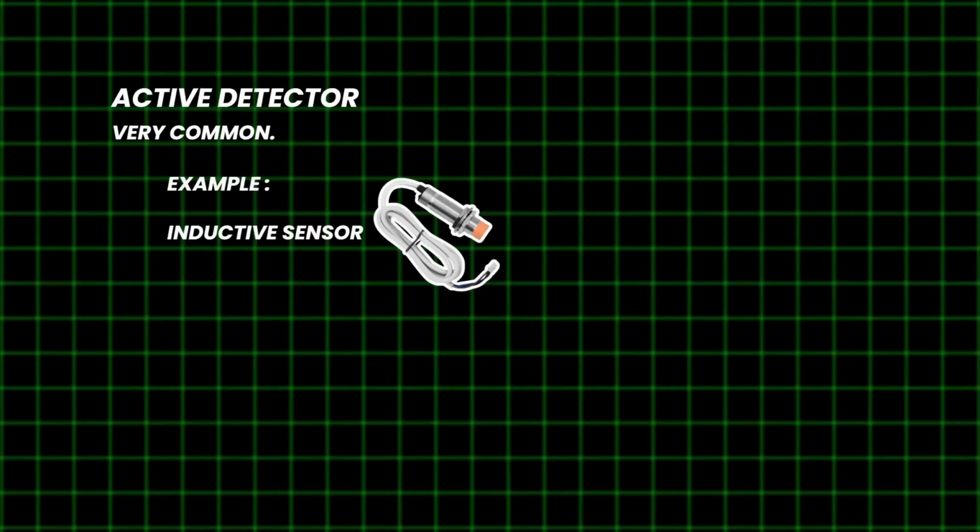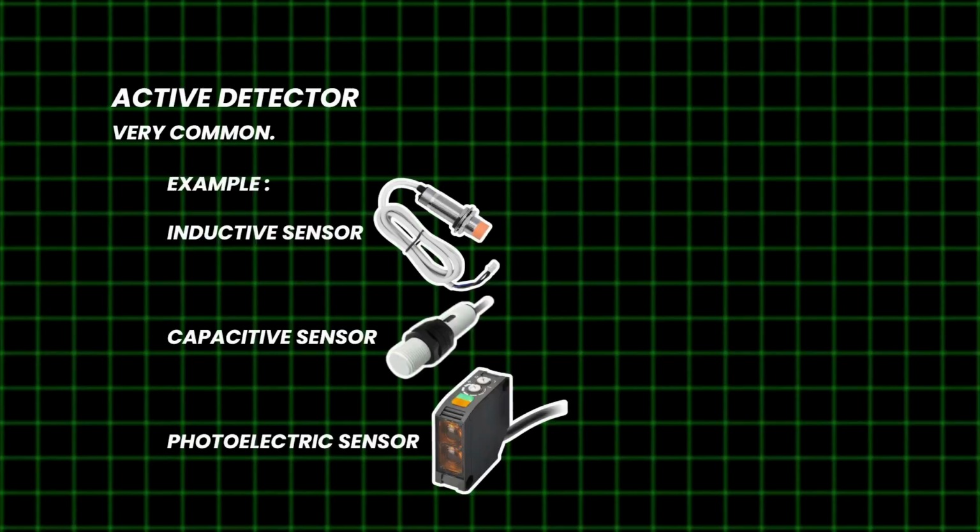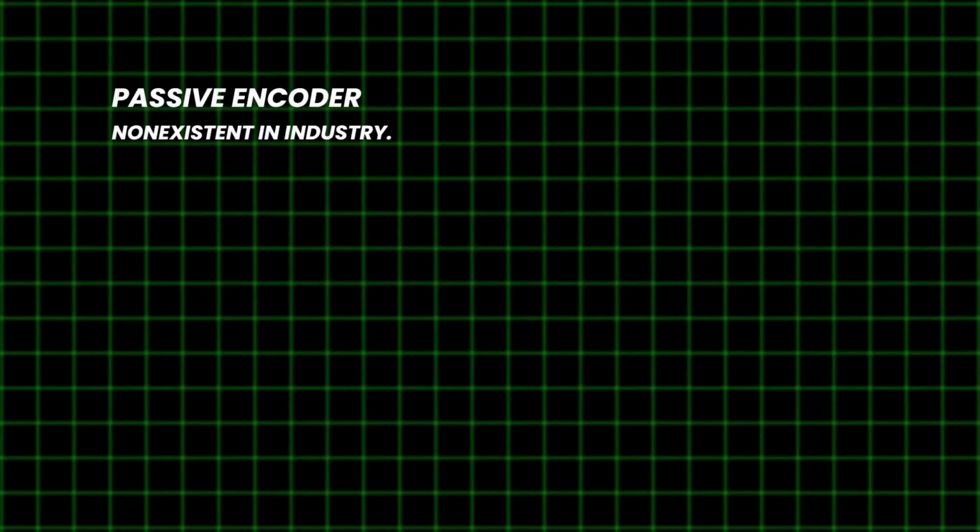Then you have the active detector. It's very common in the industry, and as an example, you have the inductive sensor, the capacitive sensor, and the photoelectric sensor. The next one is the passive encoder. It's non-existent in the industry.